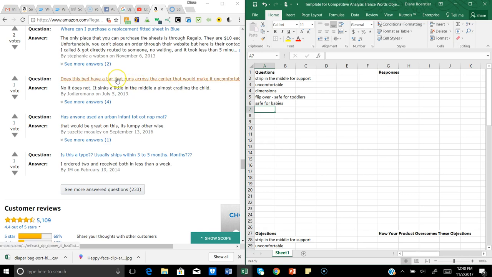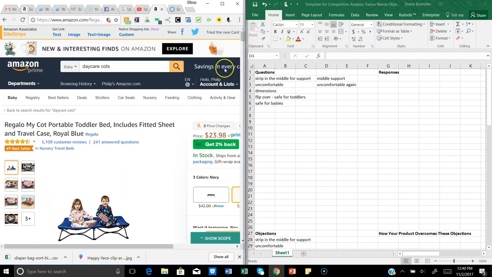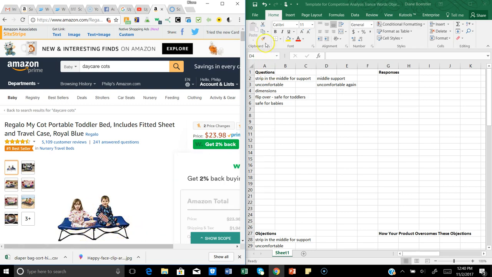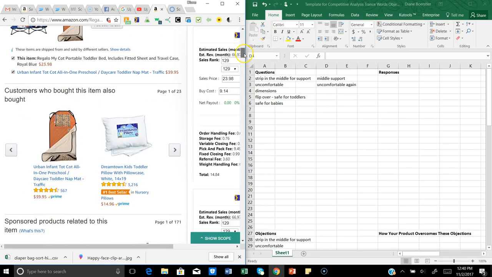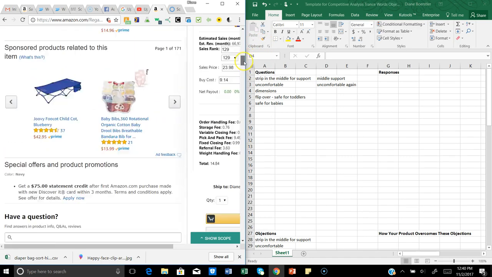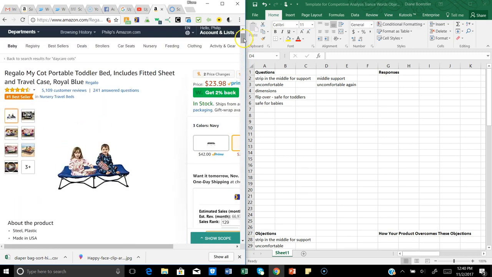Let's see here. A bar that runs across it that would make it uncomfortable. Again, uncomfortable. Someone's asking about middle support. Again, and someone's asking about uncomfortable. Now, who can guess why they would be asking that? Because these guys put two kids on the thing right here, right? And it looks like there's something in the middle. It looks like it doesn't evenly support you as you sleep. I'm just guessing. But after a decade of doing this, it's pretty easy for me to guess and be spot on.